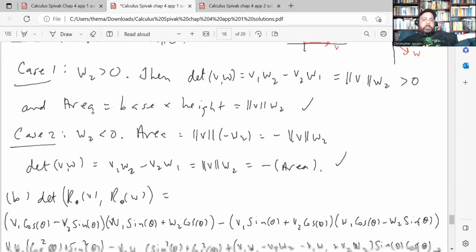And case 2, assume that W2 is negative this time. Similar argument: the area is the length of V times the negative of W2, because W2 is negative in this case, so negative W2 gives you a positive number. That gives you the actual area, which is the negative of what you get if you take the determinant. So the determinant of VW in this case is the negative of the area.